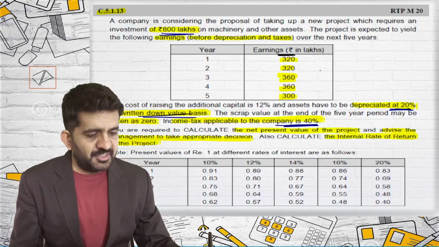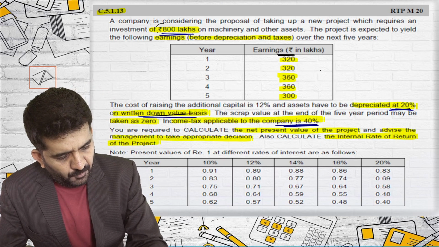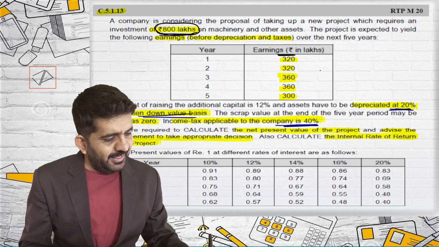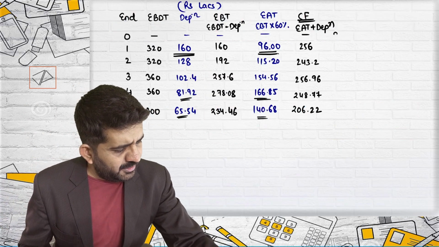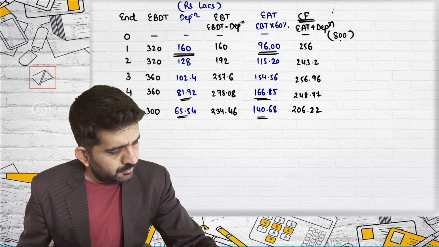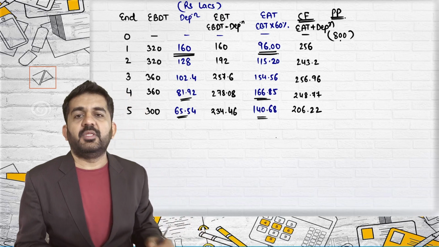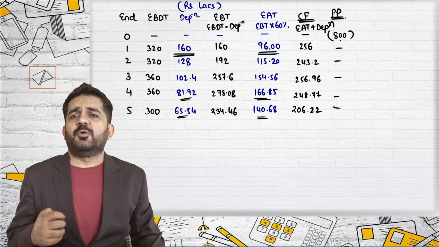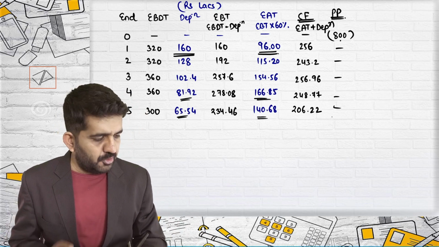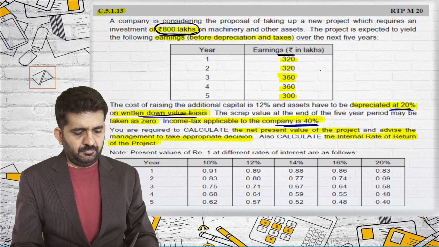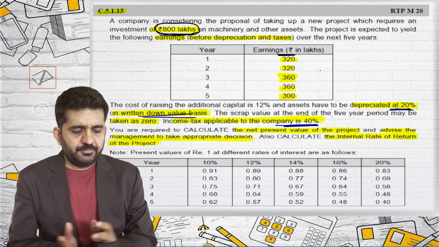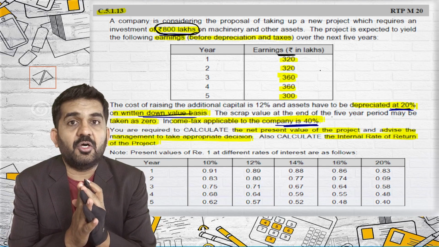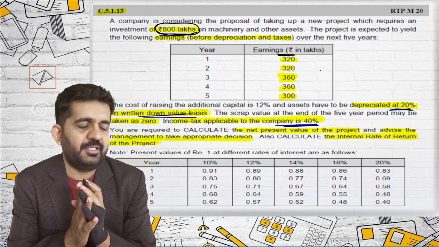If I want to purchase this machinery, what is my cash outflow? 800 lakhs. That 800 lakhs will be at the end of 0 year. Negative purchase price 800 lakhs. You can do this work in a working note separately. It does not matter. This is where our answer will differ from the suggested answer, but our answer is absolutely correct.